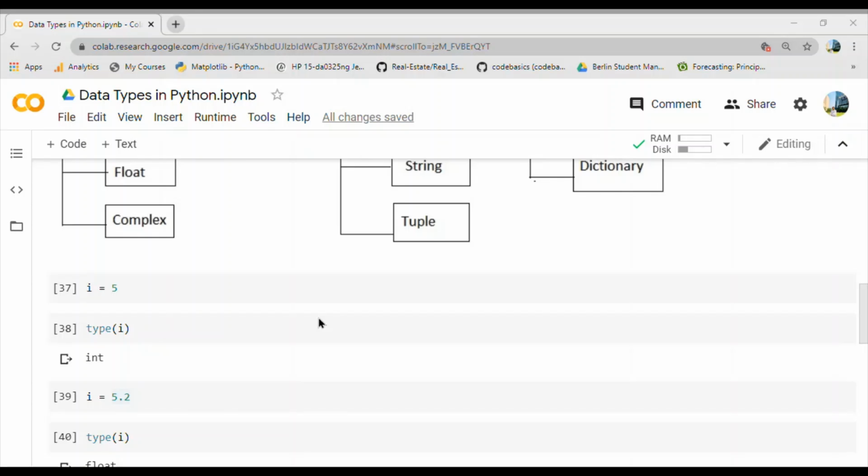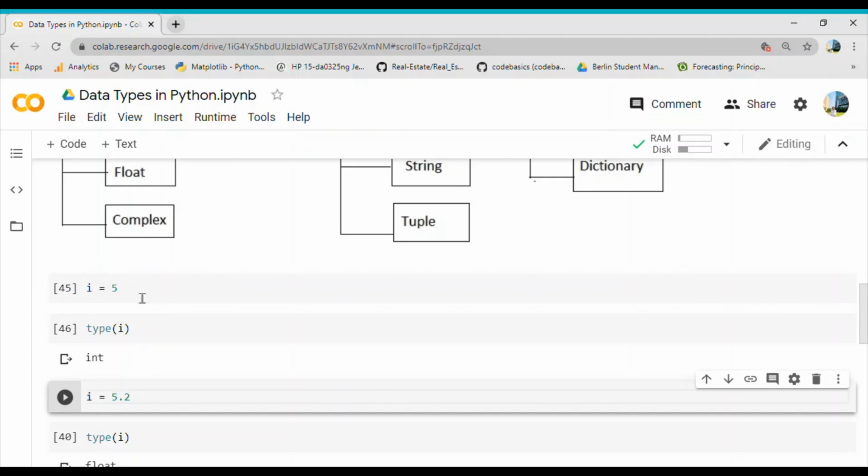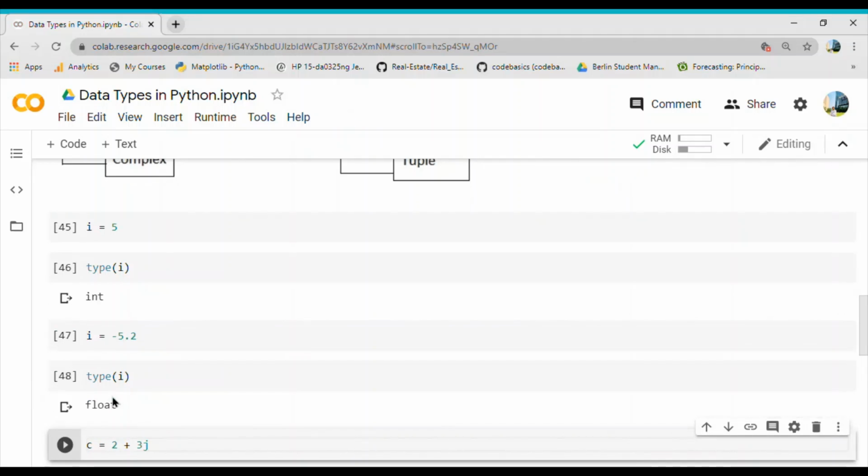Integer is represented by the int class, like I showed you, and it contains positive or negative whole numbers. What does it mean? If I say i equals 5, then it is of type integer because it's a whole number. What is float? Float is a decimal number, so it should be a fraction, not a whole number. If I say i equals 5.2 or minus 5.2, then the type of i will be float.